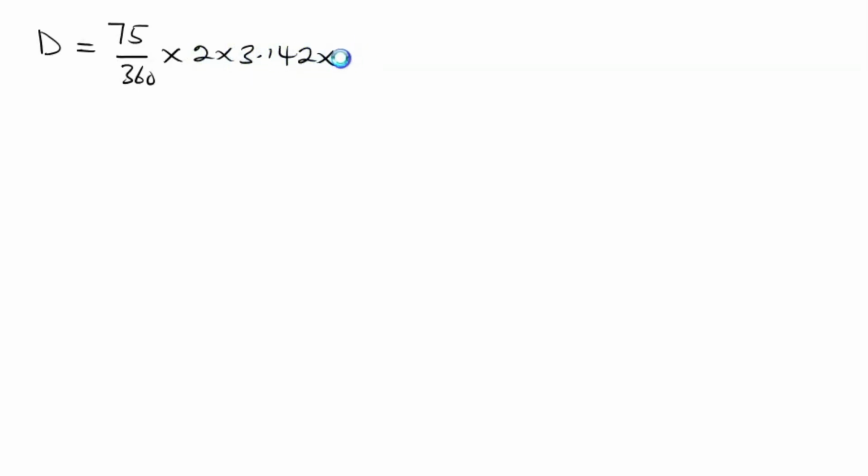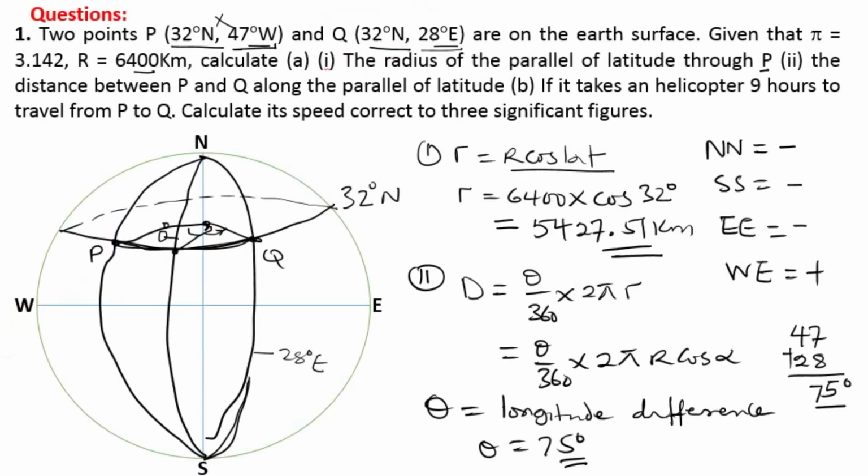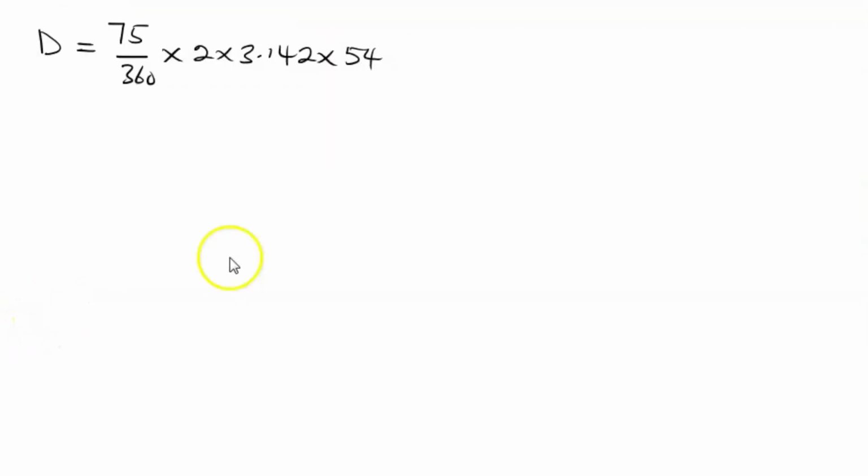But we've gotten the r before, and the r is 5427.51. Let's quickly check that up. We have it to be 5427.51. All right, so 5427.51 was our value.